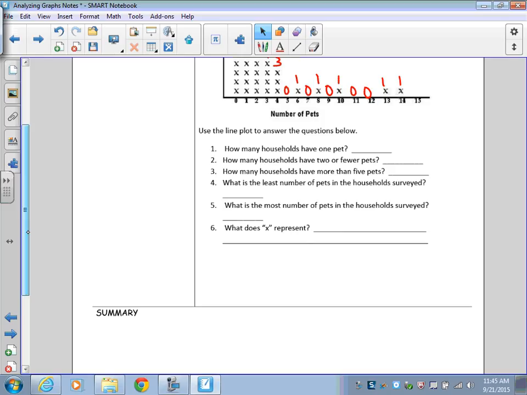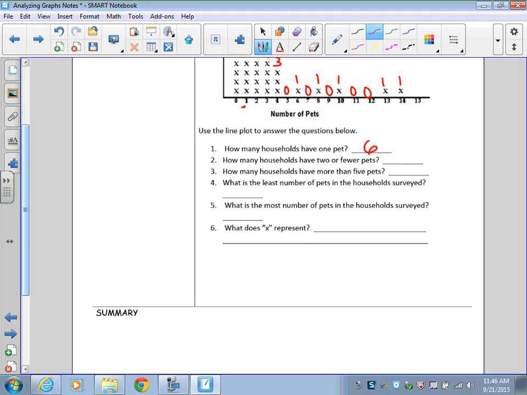So let me go ahead and answer my questions. How many households have 1 pet? And if you look, it's going to be 6 because as you can see, 1, 2, 3. I'm sorry, it's not 6. Yes, as you can see, this is my household. Those are my number of pets. And if you count your X's, it's 6 X's.